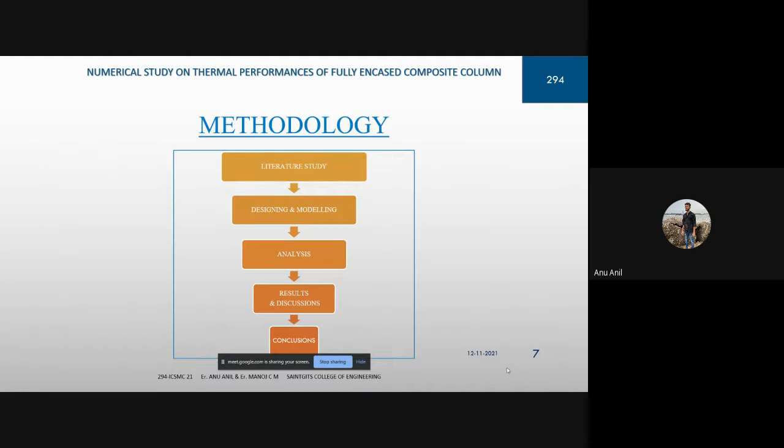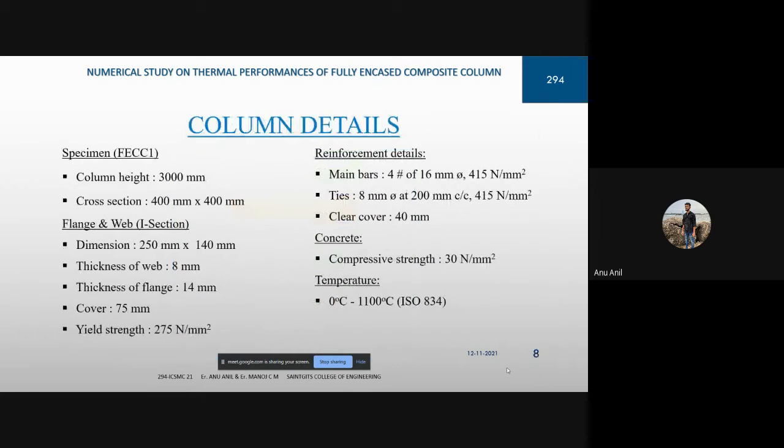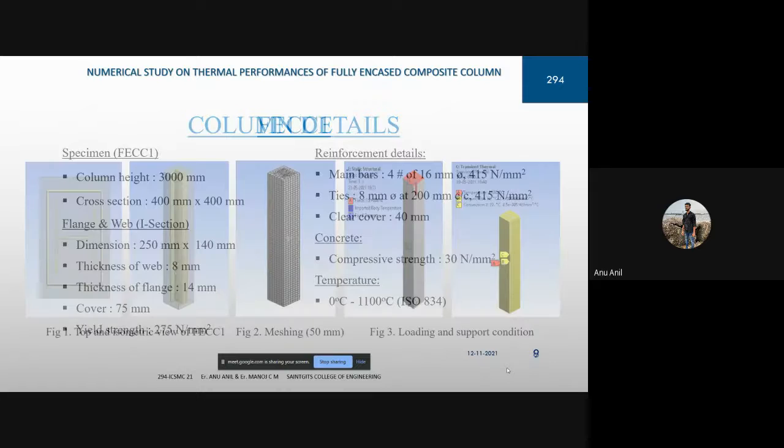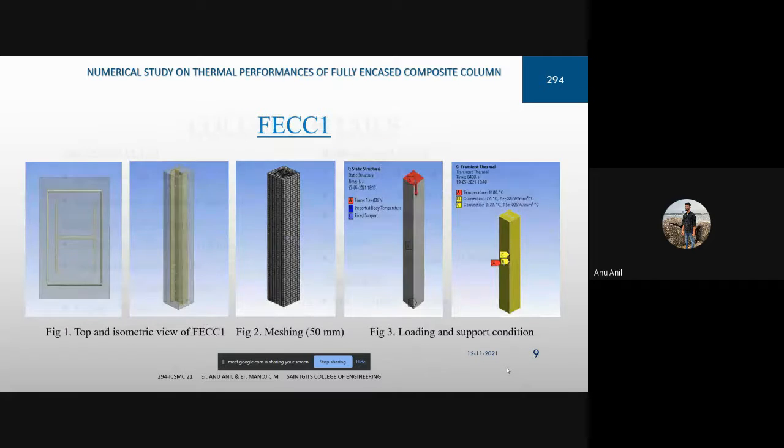The methodology of the work started with a literature study. Then we designed the column using Eurocode 4, which was then modeled using ANSYS. Then the analysis was carried out, and finally results, discussion and conclusions were done. These are the column details of the first specimen, with a column height of 3000 mm and a cross section of 400 by 400. Flange and web section details and the reinforcement details are given. This is the model of the first column.